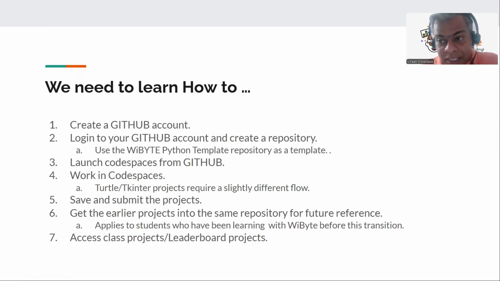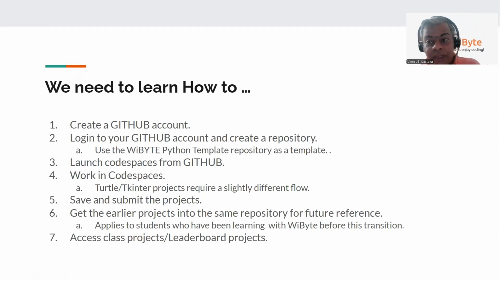But the question that I understand you'll have is that, okay, how do I go about all this, right? So I'm going to guide you a little bit later, with a bunch of videos. I'll tell you how to create a GitHub account, how to log into your account, create a repository. We'll use a Python template repository for this purpose, because we have created templates that get everybody moving. We'll tell you how to launch CodeSpaces, how do you work in CodeSpaces. It turns out that to handle turtle and tkinter, we had to do a slightly different flow. Turtle and tkinter are a very important part of our course in Python. So, these are important. We'll tell you how to submit and save projects.